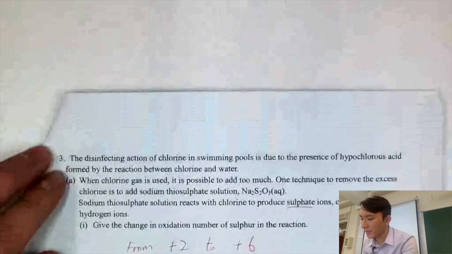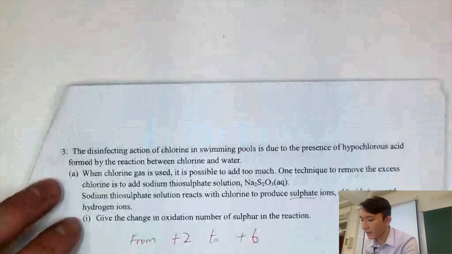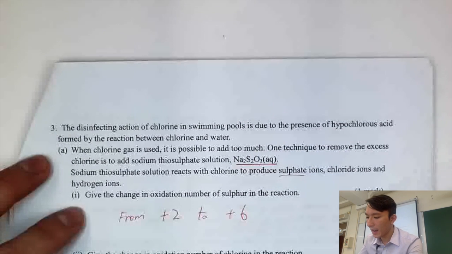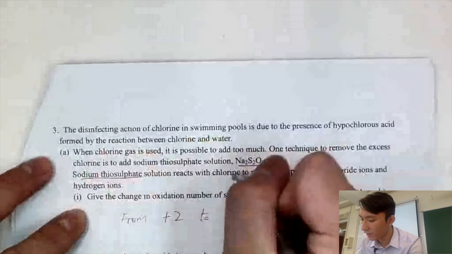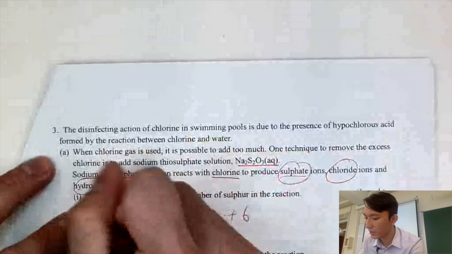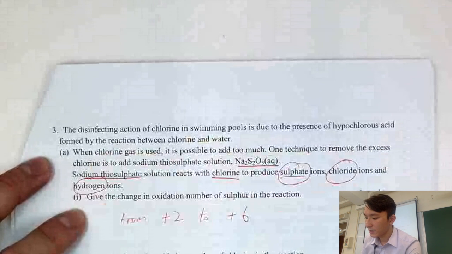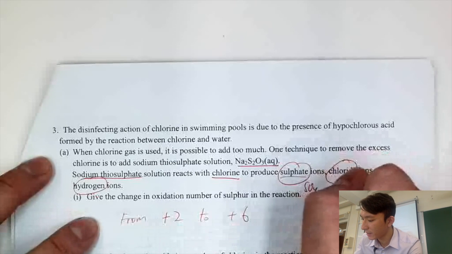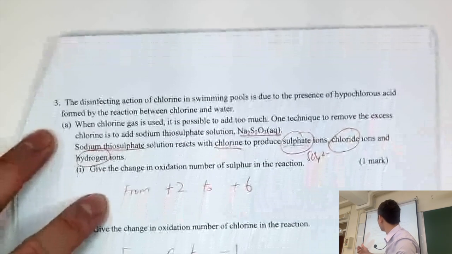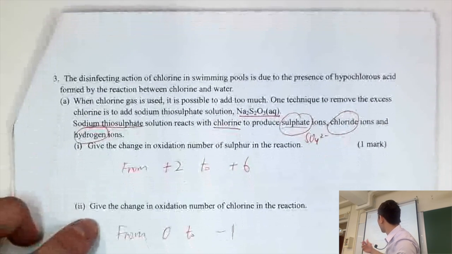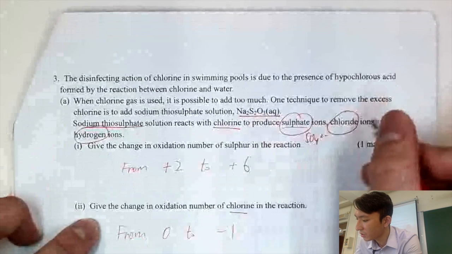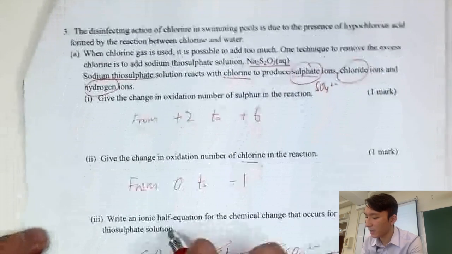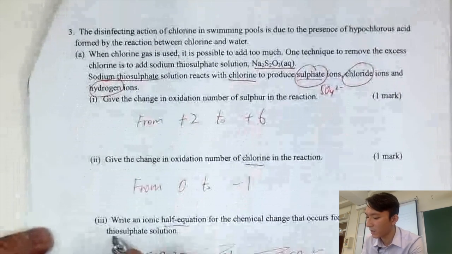So next one is about chlorine. So it says that we have something called thiosulfate, and it reacts with chlorine to produce sulfate, chloride, hydrogen ion. Okay, it gives you a lot of hints already. So oxidation number of sulfur in this reaction. So you know sulfate is SO4 2-, so it's from positive 2 to positive 6, right? And the change in oxidation number of chlorine, so from chlorine to chloride, 0 to -1, easy. Now the ionic half equation for the chemical change for sodium thiosulfate.